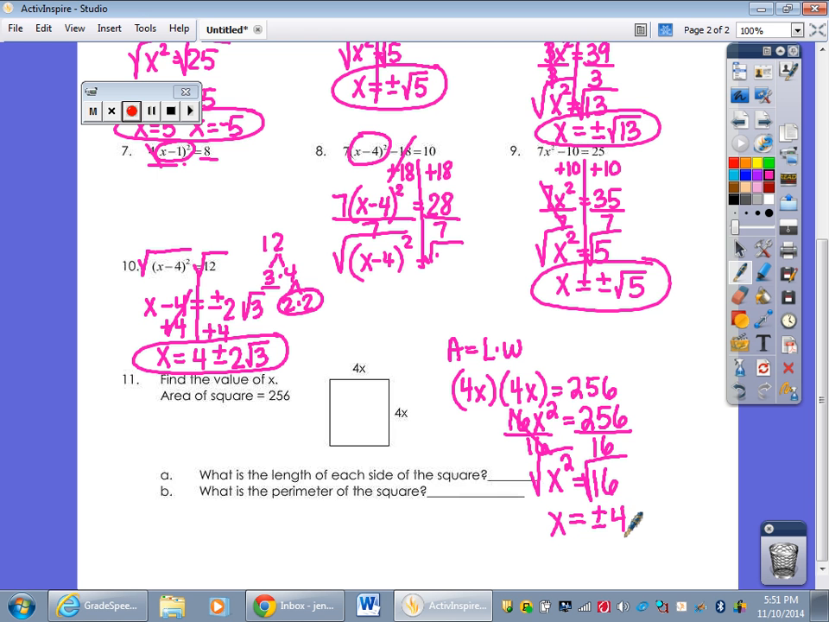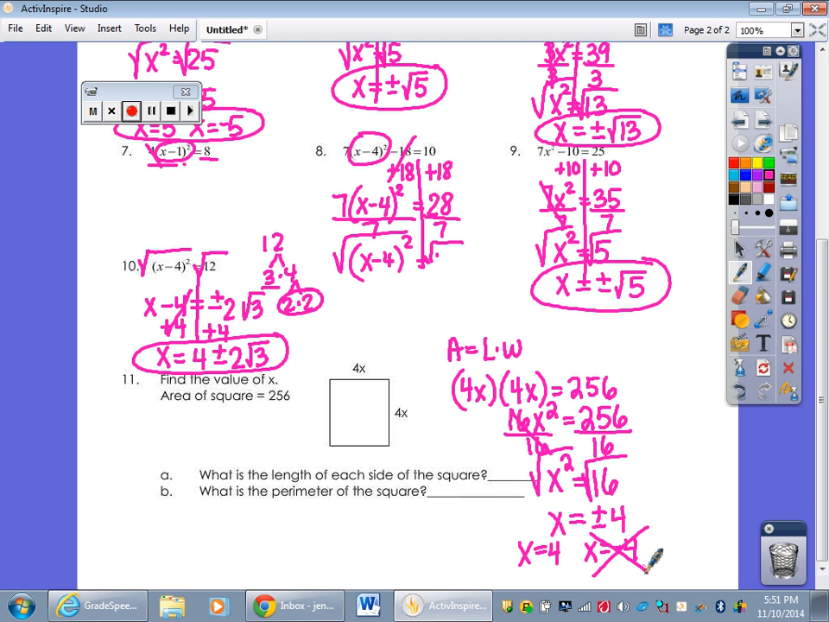Now, when you get plus or minus 4, can you have a negative side of an area? You can't. So this is an actual problem where when you say your answer is x equals 4 and x equals negative 4, the negative 4 has to be thrown out because it's a real life area and length and width. So you can't have negative length, negative width, negative area.